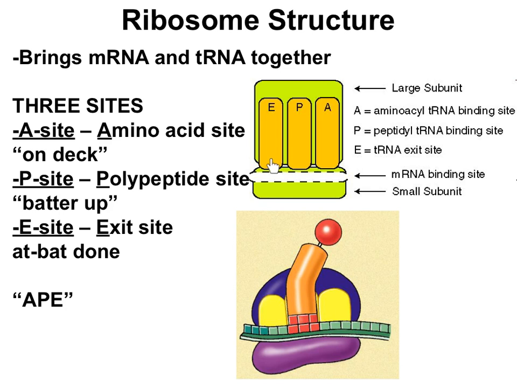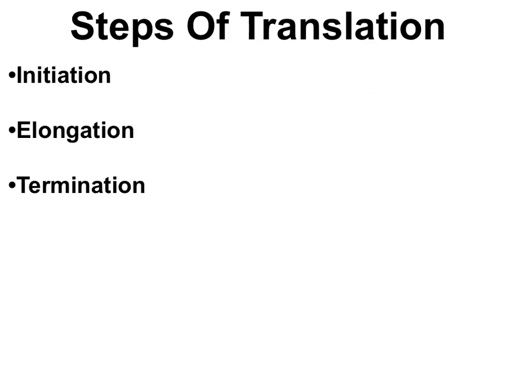And think of the E site as the exit site, because uncharged tRNAs end up there after they dump their amino acid onto the peptide, and then they have to exit. So E is for exit. So let's put the story of those 3 RNA types together to tell the story of translation.